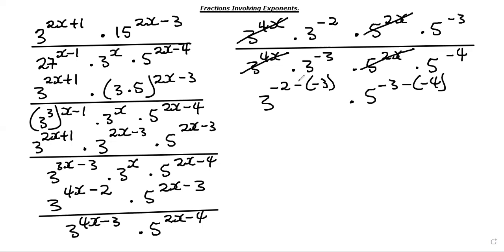Now, negative times negative is a positive. Negative 2 plus 3, it's positive 1. So you have 3 to the power 1, which is just 3. Then you say negative times negative, once again, it's a positive. Negative 3 plus 4, it's positive 1. So you have 5 to the power 1, which is just 5. Now, 3 times 5 will give you a very nice 15. And then you should be happy with this one.